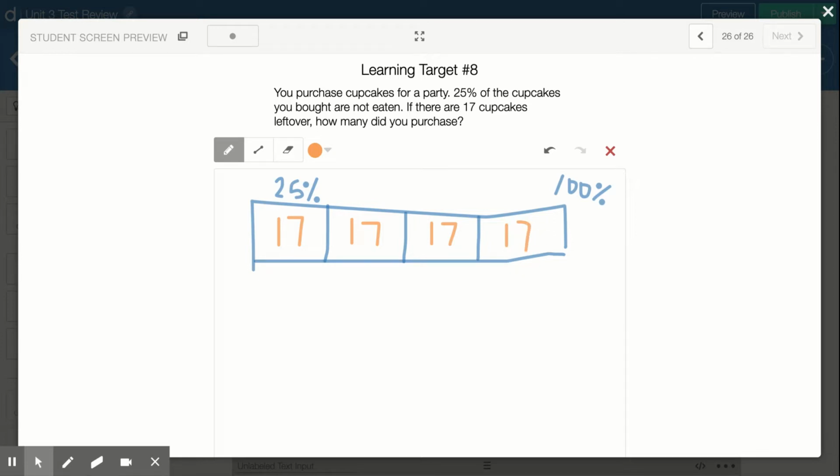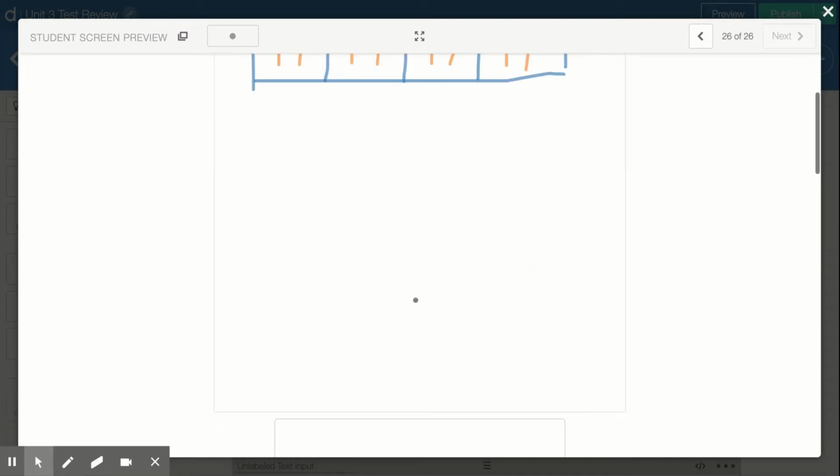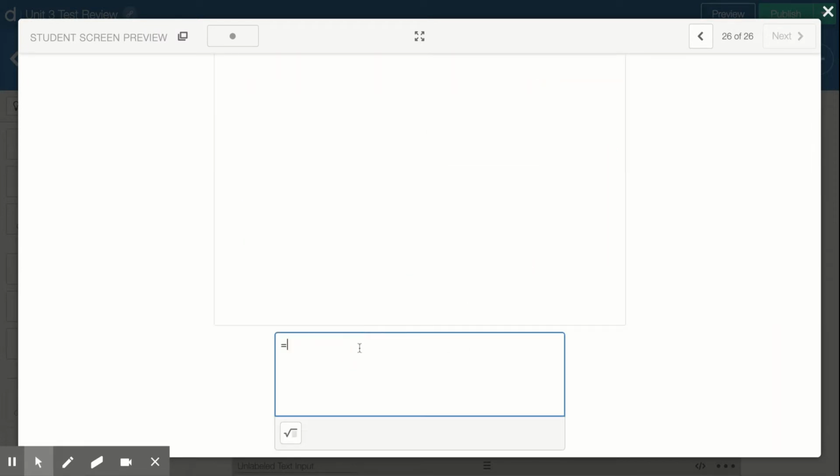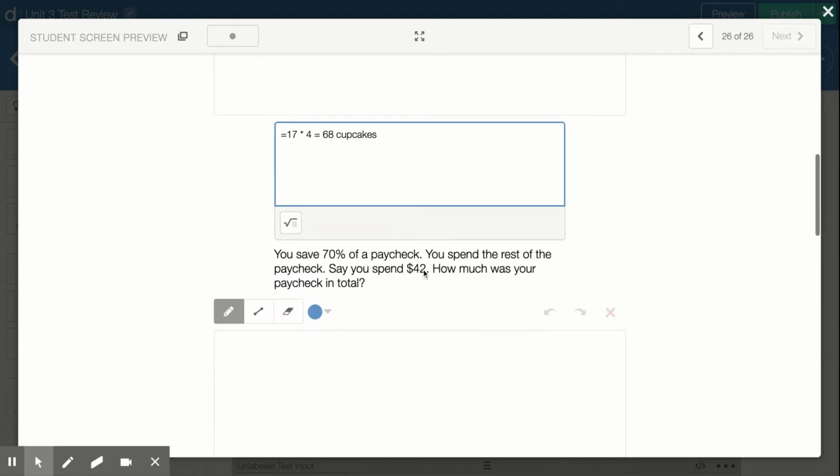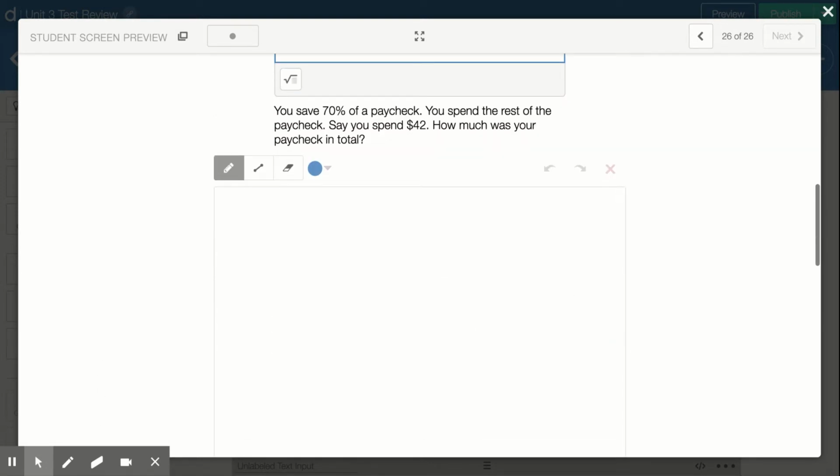Now, if you just knew this in your brain, you said, of course, there are 4 groups of 17 because 25 fits into 100 4 times, that would also work. And you could write out in the text box when you take your test, 17 times 4 is 68 cupcakes. And that's how many cupcakes you purchased in total. You want to follow a similar procedure with the rest of the questions.